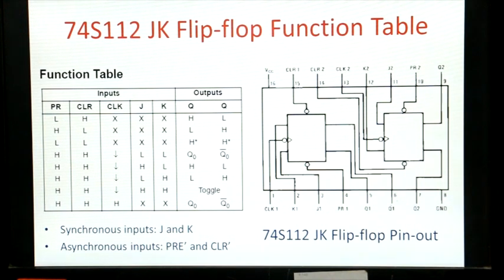Similarly, you also have what are called asynchronous inputs. In this particular flip-flop you have a preset bar and a clear bar input. When you make the preset input low, the Q output will become 1. Similarly, when you make the clear input 0, the Q output will be 0. So we would use this one to do our ripple counter design.